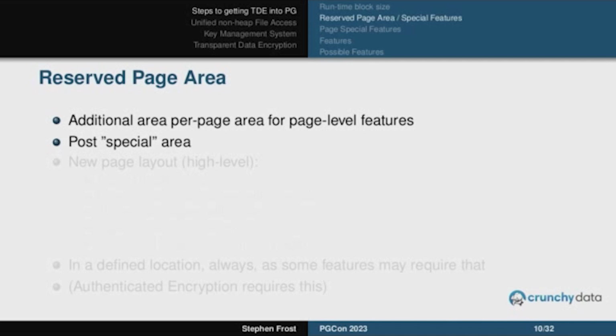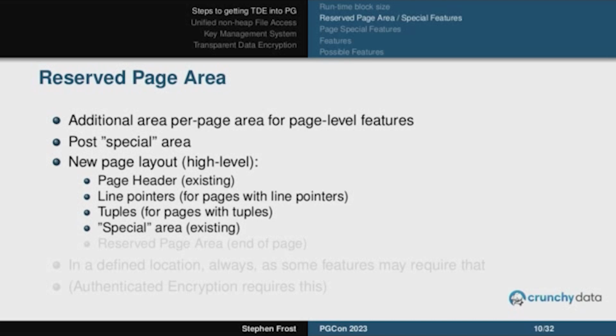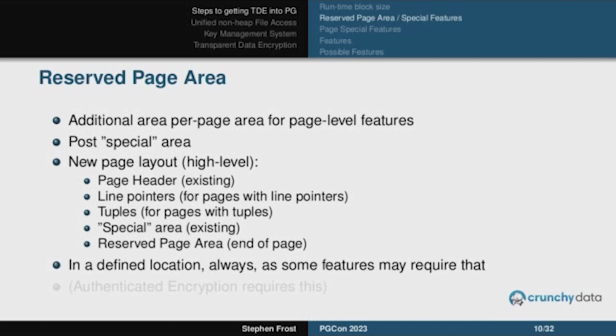We need this to be after that, right? We really need to have it be something that is well known, specifically for being able to do authenticated encryption. And by well-known, I mean every page has to have it in the same place because we're going to need that tag in order to decrypt the page. So this makes the new page layout look kind of like you have a page header, maybe you've got line pointers or not, maybe you've got tuples or not. Then you have possibly this special area, and then finally you have this reserved page area at the end. Again, authenticated encryption is something that's going to require knowing where the auth tag is on a given page in order to make this work.